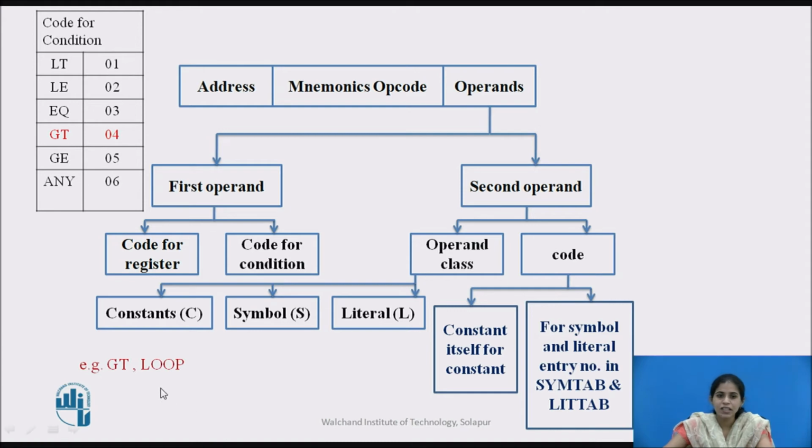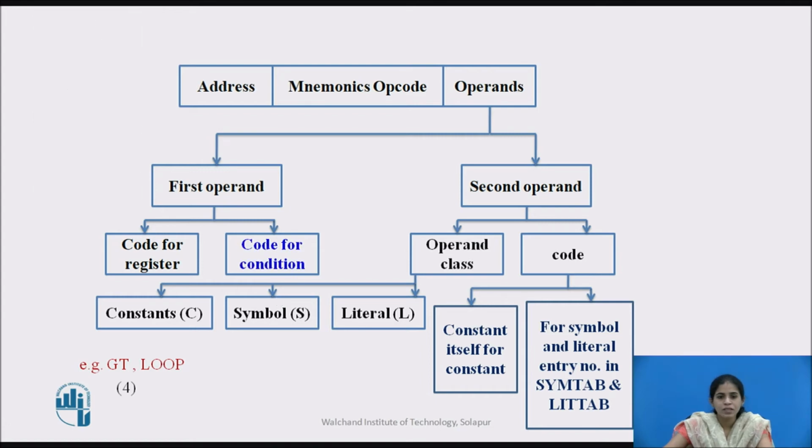Second example is GT comma loop. So here the first operand is what we have to check. It is not a register, so it is a code for the condition. So here the code for the condition means what? It is nothing but code for the condition.